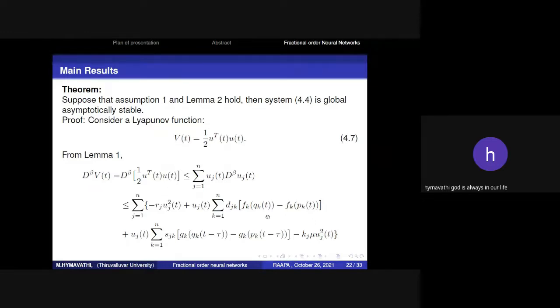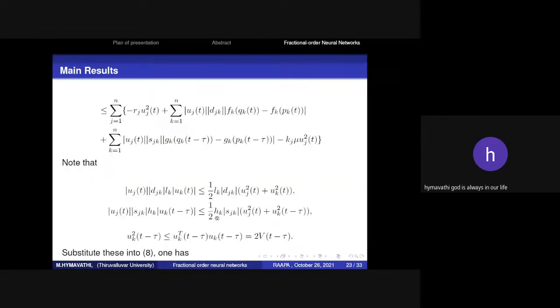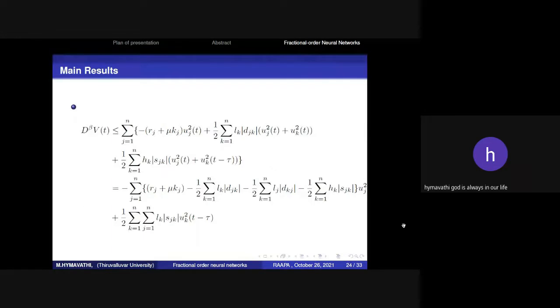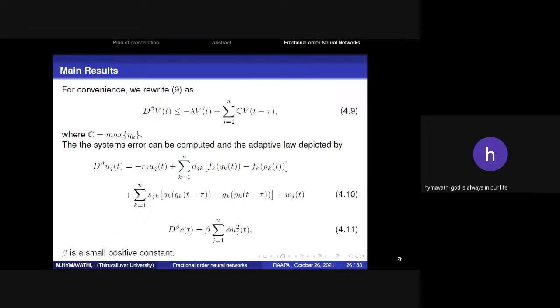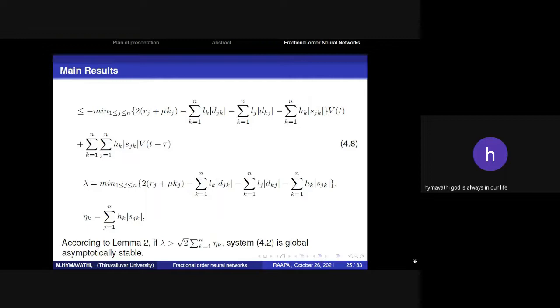Then we substitute these values into the error system and we get this. By using some simplifications we get this, and then by using the Lipschitz condition, we write like this. Finally we get the solution like this. Here, if lambda is greater than root 2 into summation n_k, the system 4.2 is globally asymptotically stable. From lemma 2 we can observe that lambda is greater than root 2 into summation n_k, so we can say that the limit as n tends to infinity of the modulus of the error equals 0. That is, by the definition, the system is globally asymptotically stable.